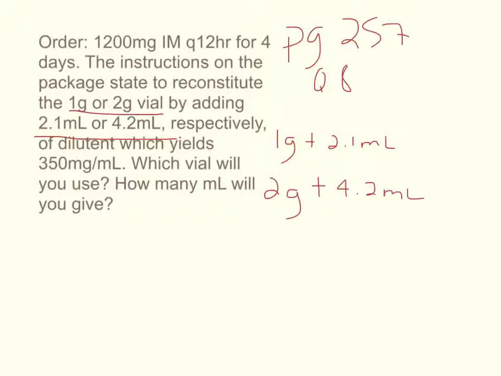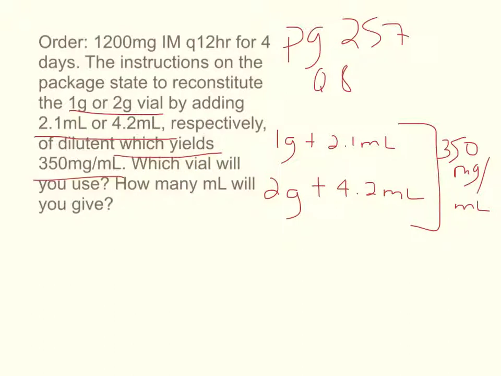When it says respectively, in case you haven't seen that used yet, it means in the order you see it. So the 1 gram goes with the 2.1 because the 1 gram comes first and the 2.1 milliliters comes first in our milliliter units. So with the 1 gram, you would be adding 2.1 milliliters. With the 2 gram, you'd be adding 4.2 milliliters. Both yield, though, a strength of 350 milligrams per milliliter. So keep in mind that the strength is going to be the same for both.